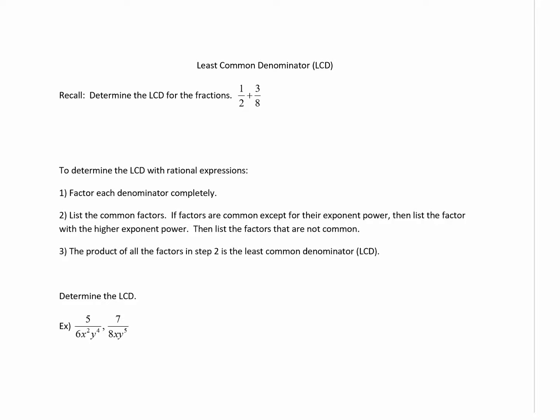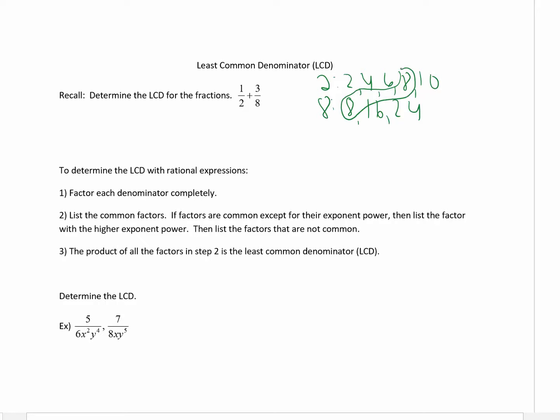In this video, we're going to talk about the least common denominator. So let's determine the LCD for these two fractions. Well, when we write the multiples out for 2, and when we write the multiples out for 8, the smallest multiple they have in common is 8. So the LCD here is 8.